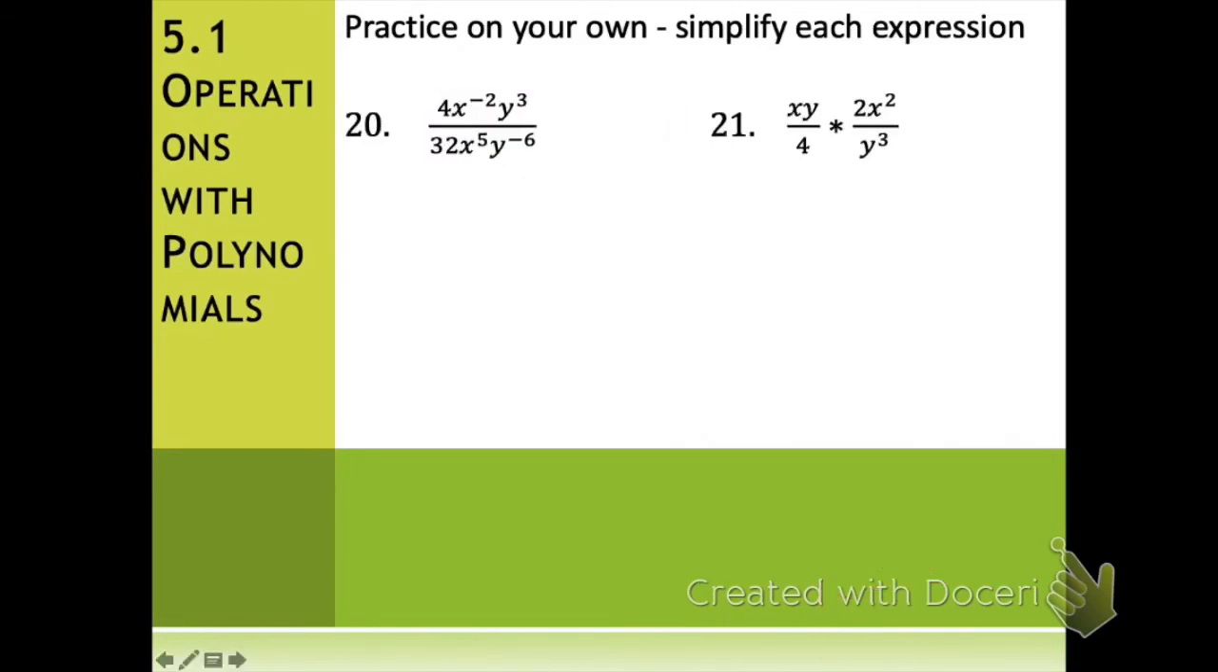Okay, 20 and 21, take a second to try it on your own. You can use that last rule that I just talked about with number 20, where you can just kind of move things that have negative exponents and then simplify.